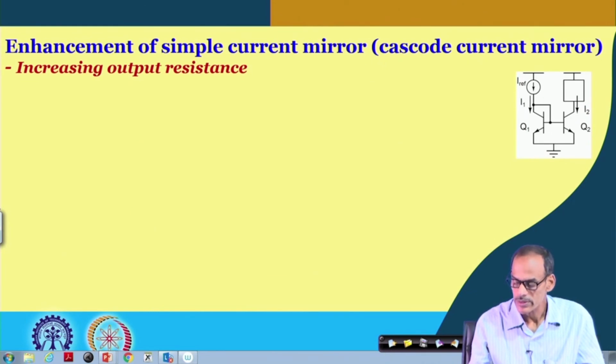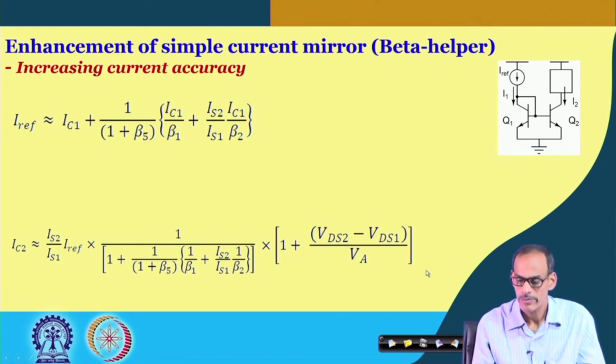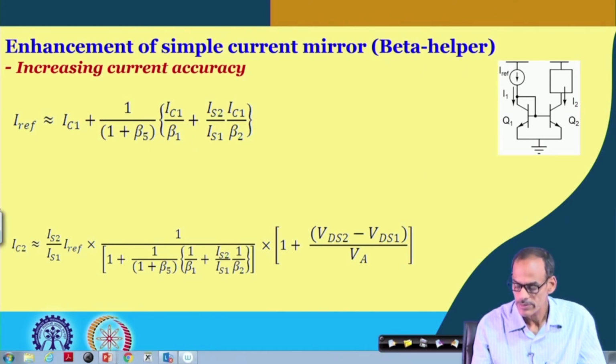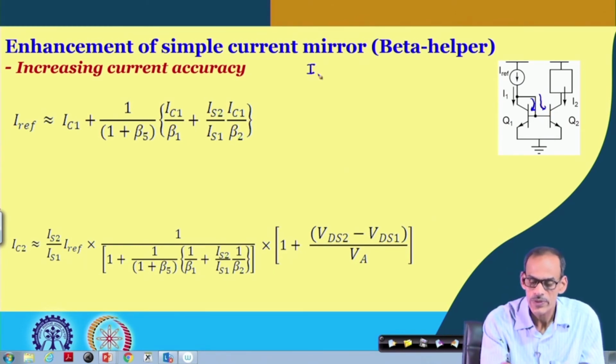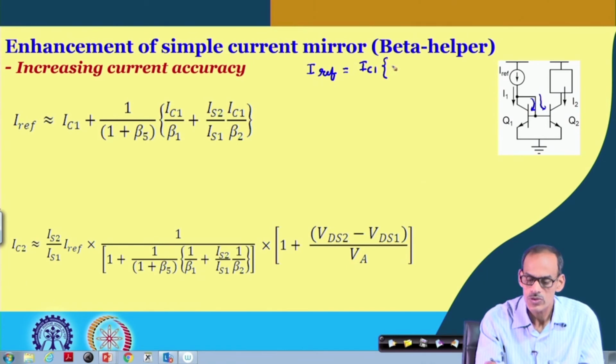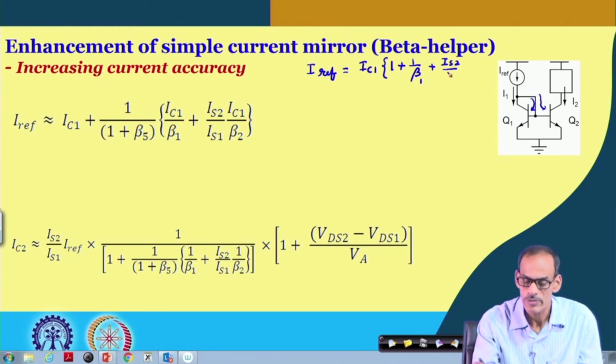The other non-ideality factor, namely dependency on beta: you may recall that in the expression of the final current, particularly for the BJT based circuit, there is some loss of the reference current, because it is supplying the IB here and IB here, and the relationship of I reference with IC1 was I reference equal to IC1 multiplied by 1 plus 1 by beta 1 plus IS2 divided by IS1 into 1 by beta 2.